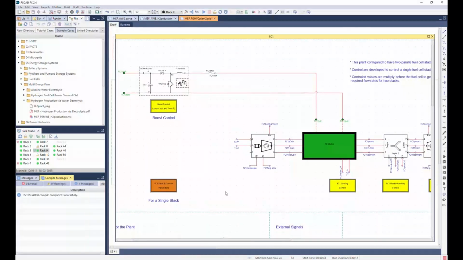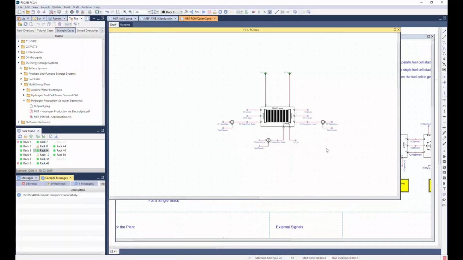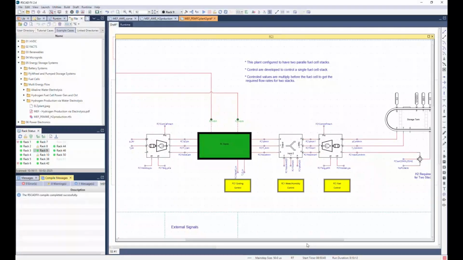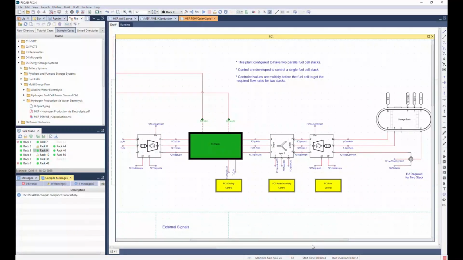This plant consists of the fuel cell stack, which is placed inside this hierarchy box, and several other multi-energy flow components we developed for the hydrogen energy simulation. Each of these multi-energy flow components serves a specific objective for the operation of the plant. First, we have the storage tank. It provides the stored hydrogen gas for the fuel cell operation. Then there is the anode side compressor. It controls the pressure and the rate of the hydrogen gas that is given to the fuel cell.